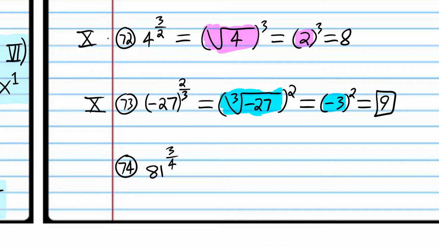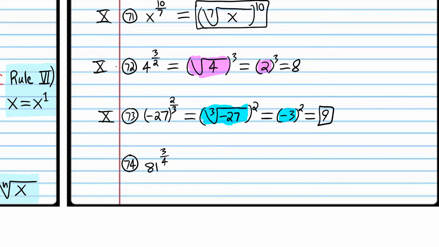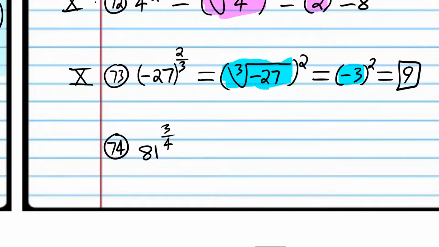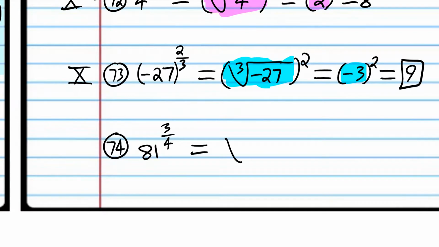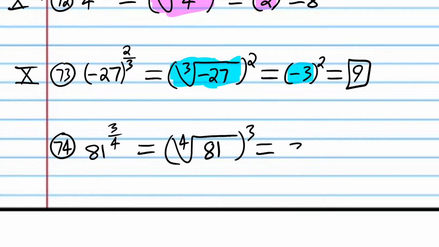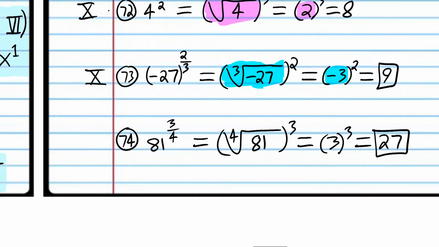All right, try number 74. When you come back, we'll do it together. All right, we're back. So the denominator is 4, so that's going to be 4th root of 81, all raised to the third power. 4th root of 81 is going to be 3. And 3 to the third power is going to be 27. So if you got that answer right, good job. That's rule number 10.